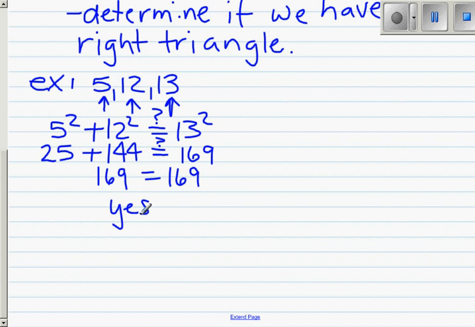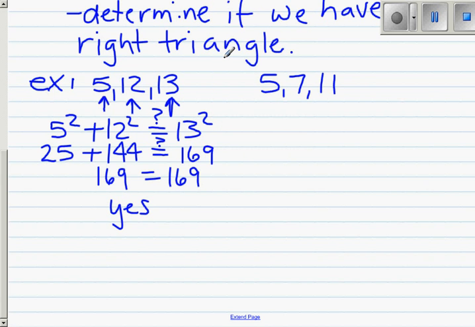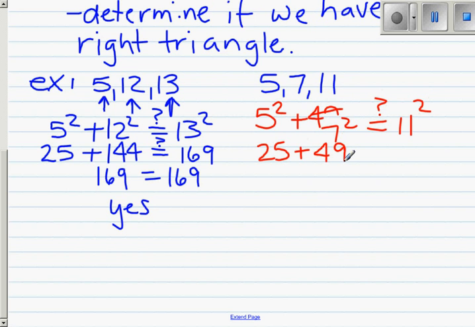Now you try with the side lengths of 5, 7, and 11. Press pause and go ahead and give this one a try. Welcome back. If we try this one, we end up with 5 squared plus 7 squared. And we're wondering if that equals 11 squared. So 5 squared is 25, plus 7 squared is 49. 25 plus 49 gives us 74. And we want to know whether or not that equals 121. And it does not equal 121, so no, there's not a right triangle in this example.